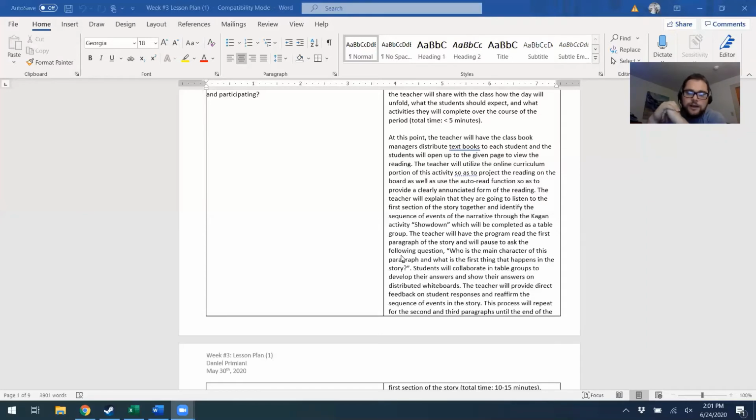Student responses, I did not mention. Oh, here it is. They will collaborate in table groups to develop their answers and show their answers on distributed miniature whiteboards. I would have about 7 tables set up in the classroom with 3 to 4 students at each. And the students would formulate their answer to the question: who is the main character of the paragraph, and what is the first thing that happens in the story.